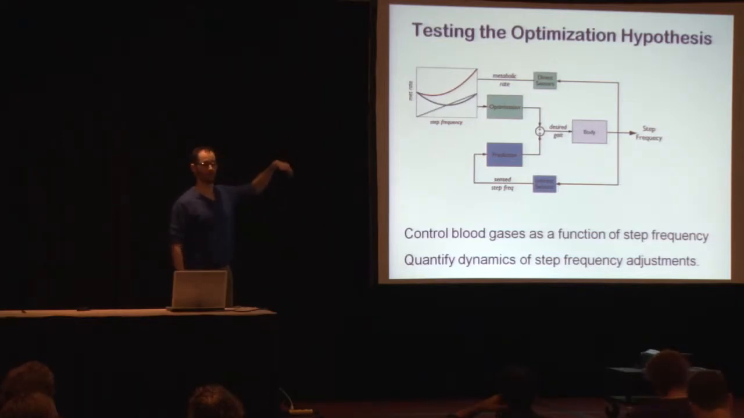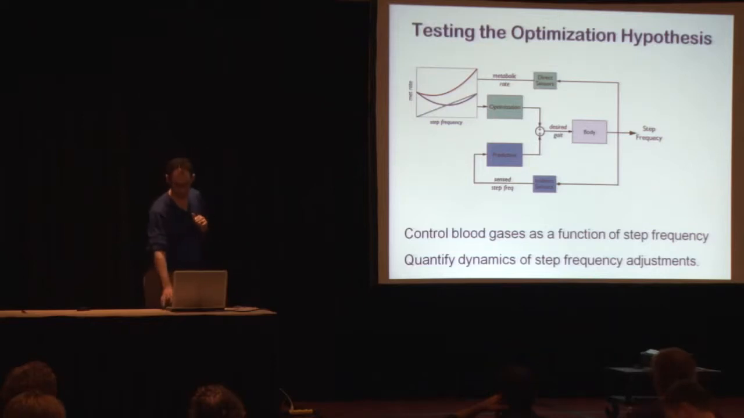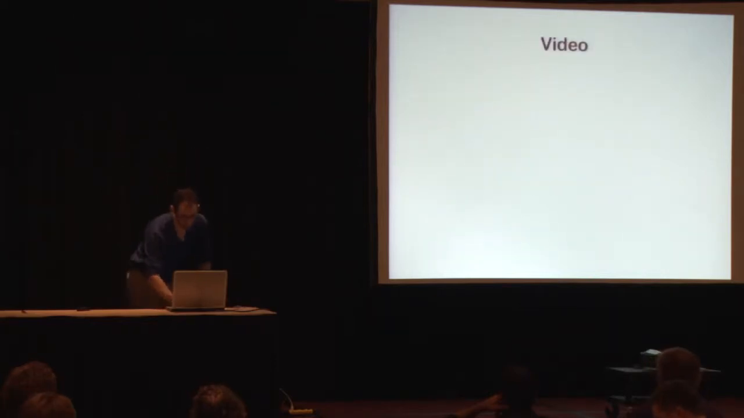So green here could be carbon dioxide. At higher step frequencies, we add more carbon dioxide to the blood. And then that would suggest that if people are using this, they would decrease their step frequency to adapt. Okay, so let me show you a video of what this looks like.